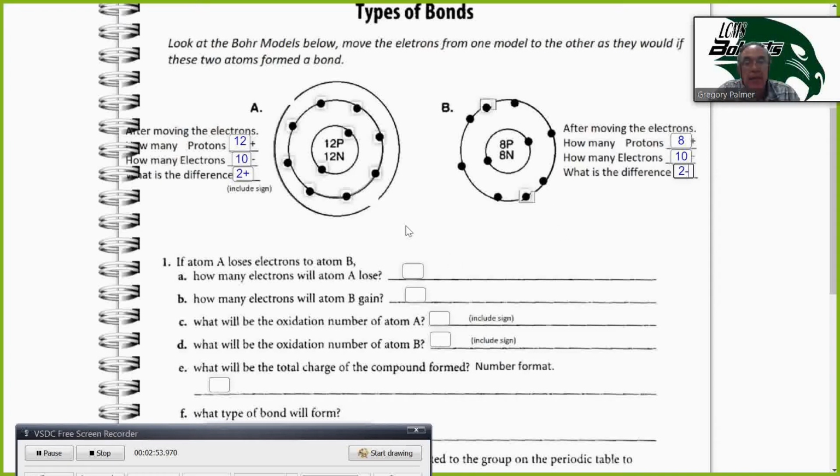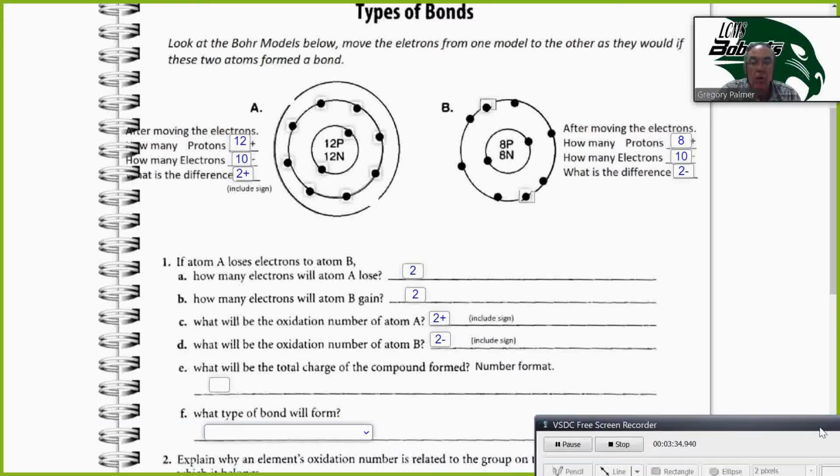So the question says, how many will A lose? Well, A lost 2 to have this remaining full energy level. And how many did B need to gain? Well, B had 6, and in order to fill up this outer energy level and have 8, it needed to gain 2. So now this is the question, and this is what we were looking at in the notes, what is the oxidation number? Well, that's it right here. It's the change when the atom lost or gained electrons. So when A lost 2 negatives, it became a 2 positive. And B gained the 2 negatives, so it became a 2 negative.